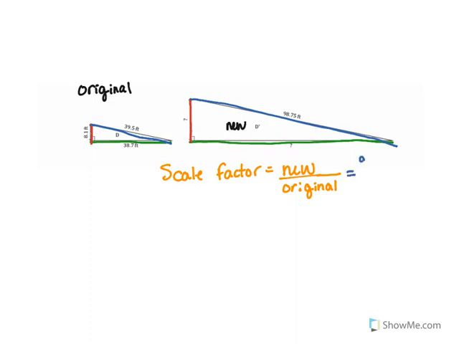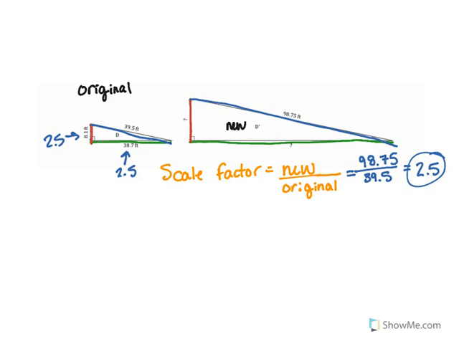So we're going to do new, which is 98.75, over original, which is 39.5. Go ahead and put that in your calculator. So 98.75 divided by 39.5 is 2.5. So that's our scale factor. That means that's what we multiply all of our original points by. Just in this case, we don't have points, we have side lengths. So multiply this by 2.5. Whoops, 2.5, not 2.1. And multiply this by 2.5.